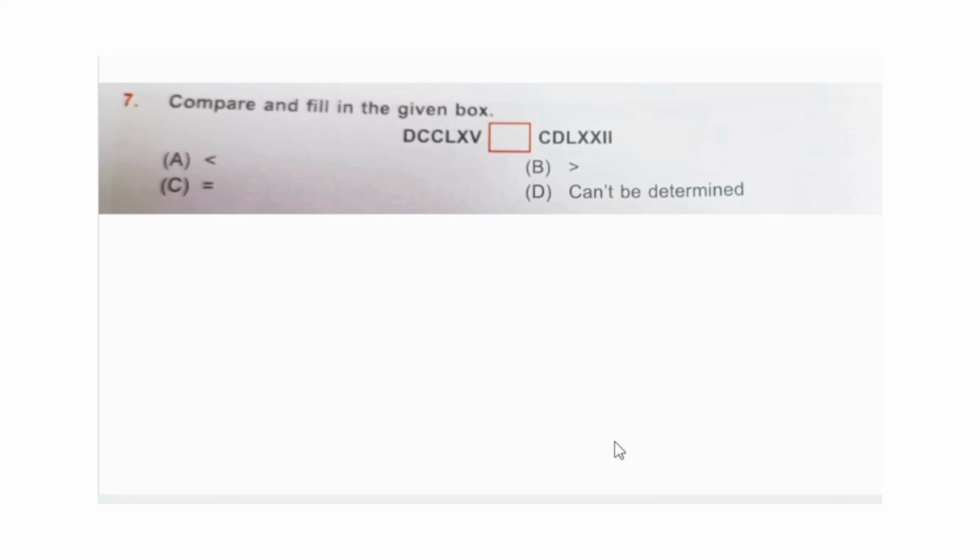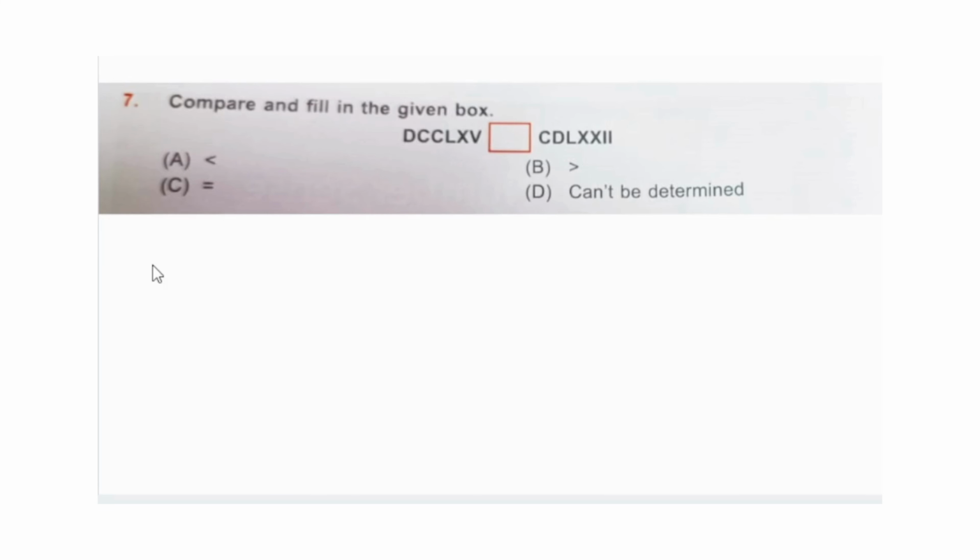So let's look at question number 7 of number sense. Here the question is: compare and fill in the given box. Here we have a number in the Roman number system, which is DCCLXV, which is either equal to, greater than, less than, or can't be determined, compared to the number CDLXXI. Okay, so let's find out the number format from the Roman numerals.